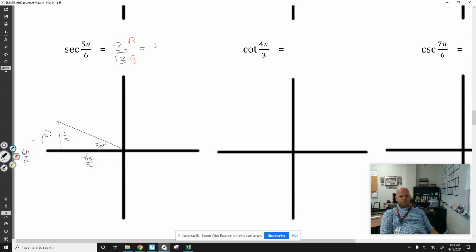You can come in. You get negative 2 root 3 over 3. They don't want to come in.